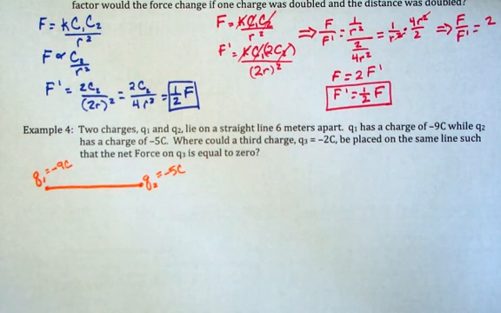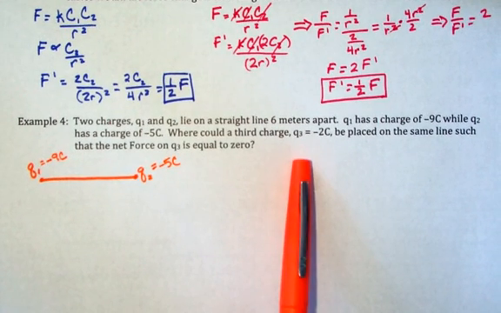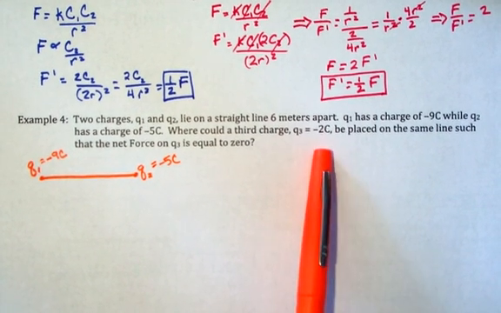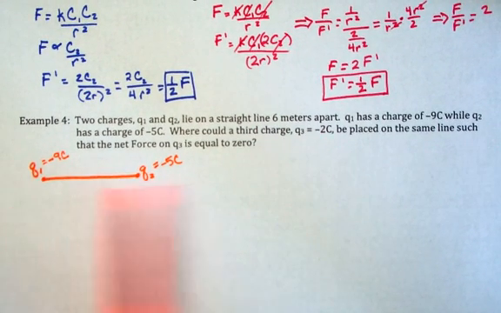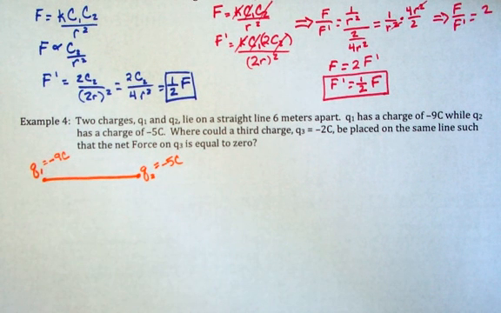And then it says, where could we place a third charge, -2 C, on the line here, such that the net force is equal to 0? Well, if the net force is equal to 0, what do I know about the forces? They have to be equal to each other. Because when we add them together, they need to be equal and opposite. So the two forces will be equal in opposite direction.